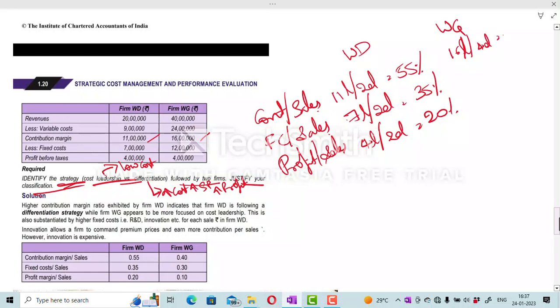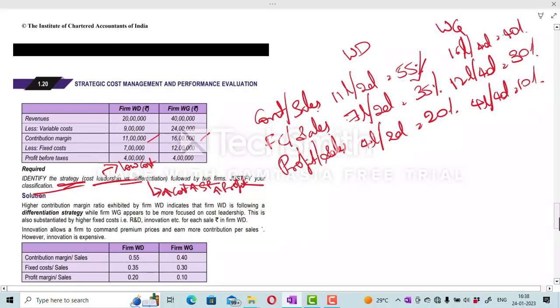It will give you 40%. And 12 lakhs divided by 40 lakhs, it will give 30%. Next, 4 lakhs divided by 40 lakhs, it will give you 10%. See, here we are earning 55% of contribution, which is higher when compared to WG.